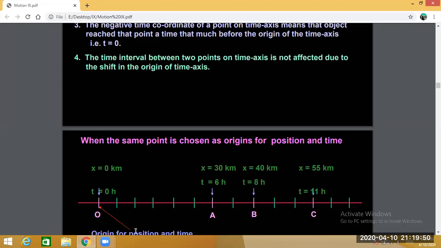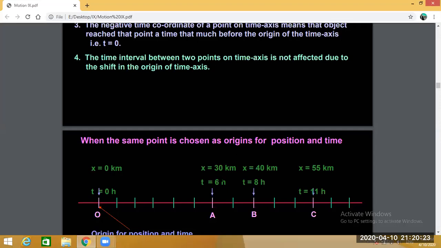Similarly, when the same object reached the point C, the time taken by the object to come from O to C is 11 hours, and the distance covered by the object from O to C is 55 kilometer. So we have got it well that with respect to the origin, we have described various positions of the object at various intervals of time.